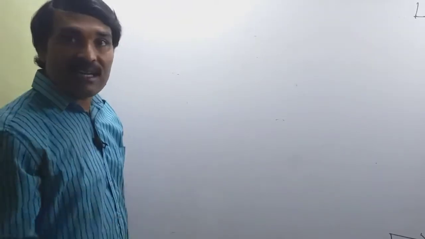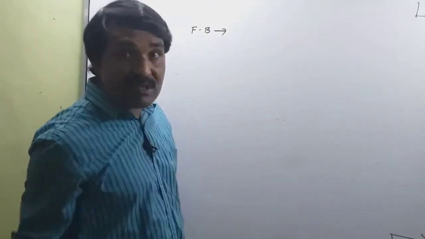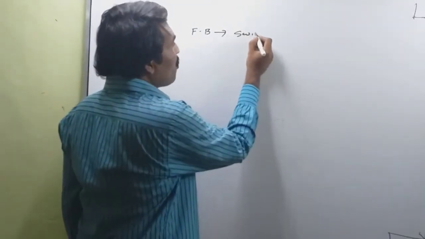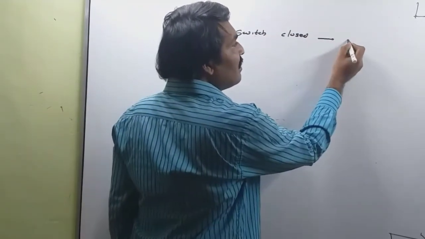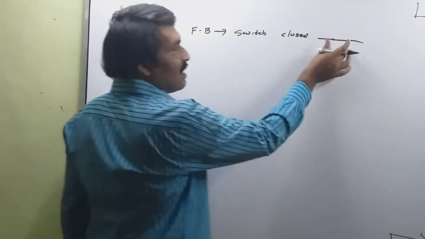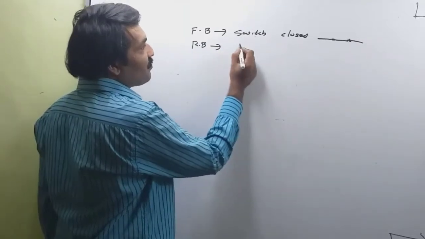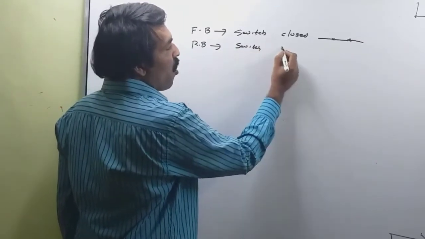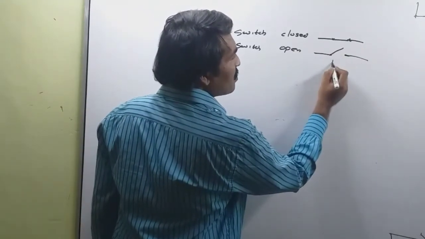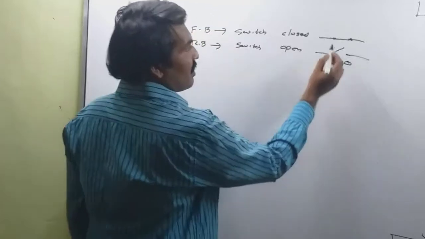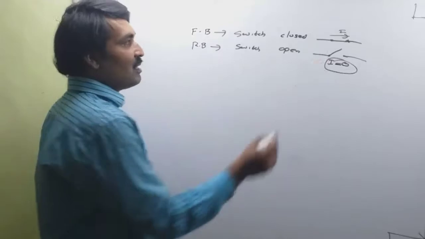We can conclude that under forward biased condition, the switch is closed. That means the diode is equivalently replaced by a closed switch. And under reverse bias condition, the switch is open. So what happens? No current flows, I is equal to 0. Here current flows, here no current flows. That is open.